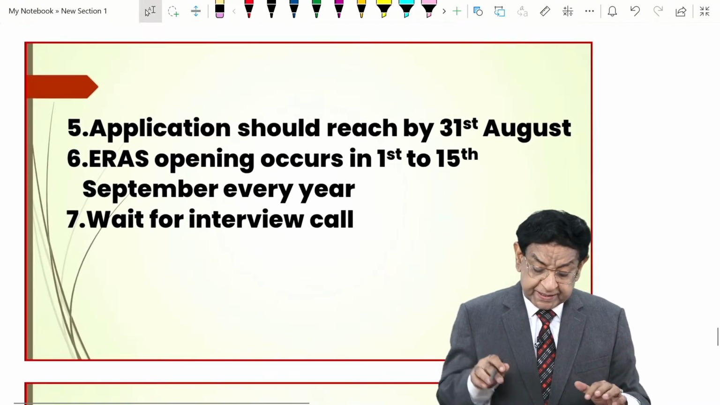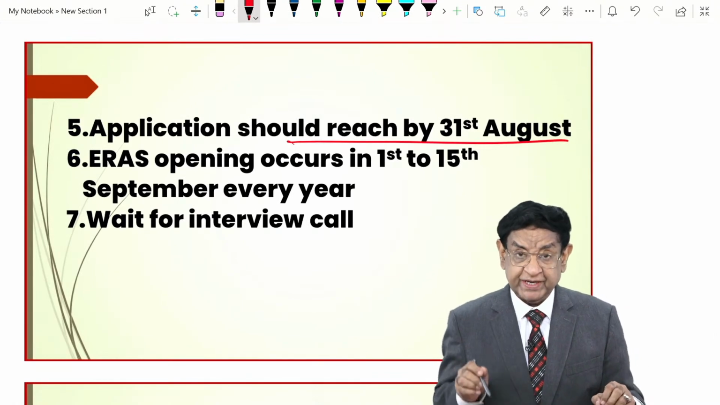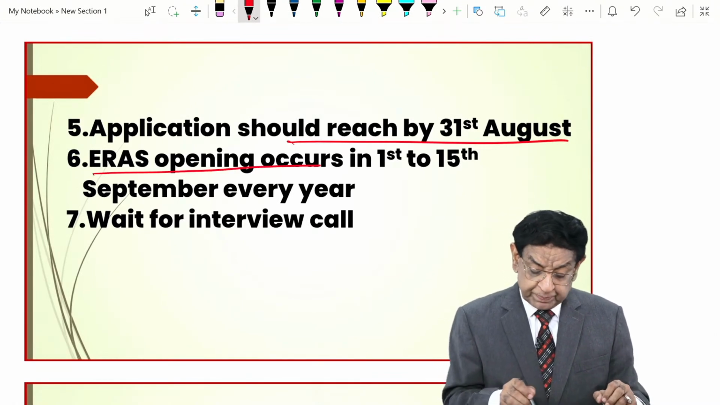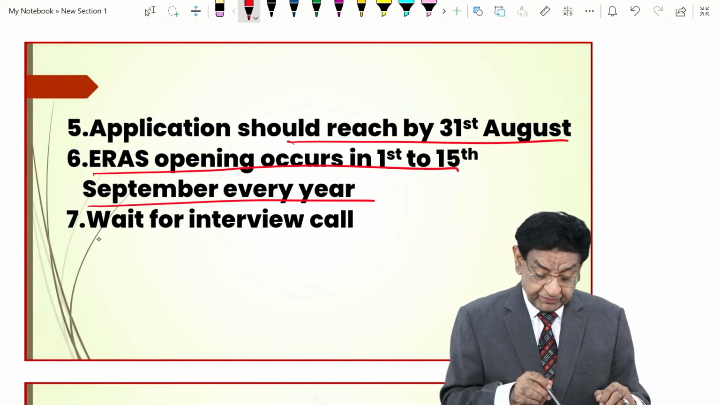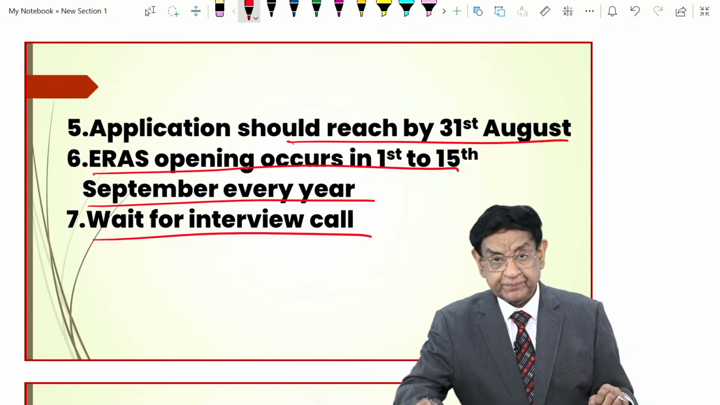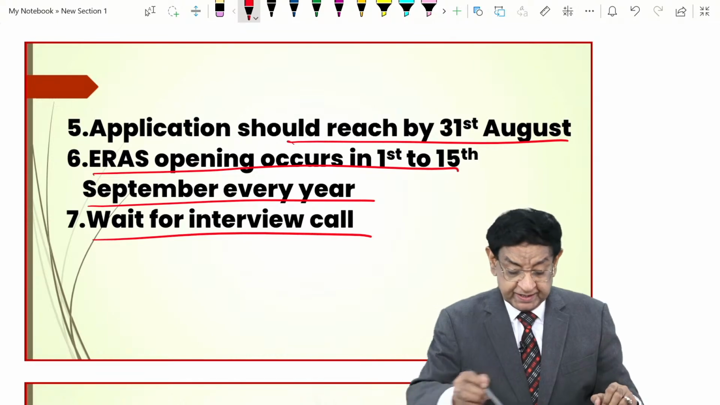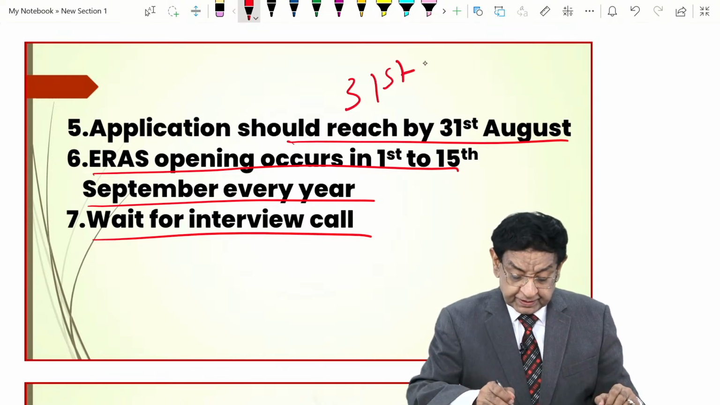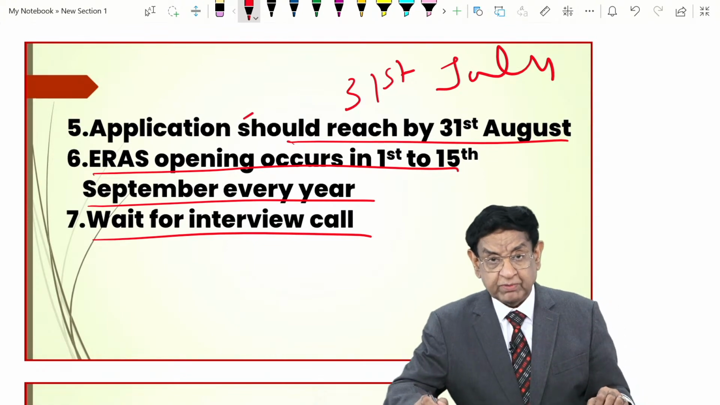Now, the application should reach the USA before 31st August every year. ERAS opening starts from 1st to 15th September of every year, and then you wait for an interview call. It means by 31st July, you have to clear your Step 1 and Step 2, and you need about 1 month to fill the application form also.